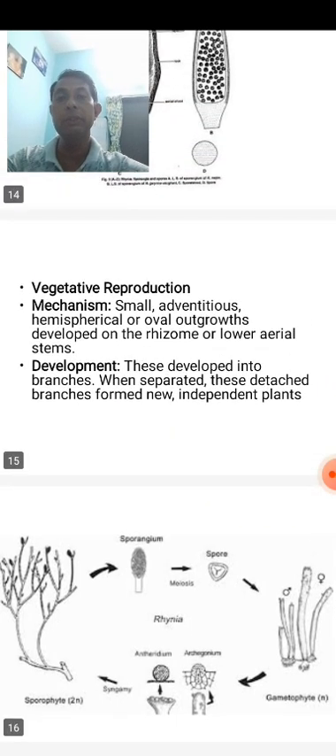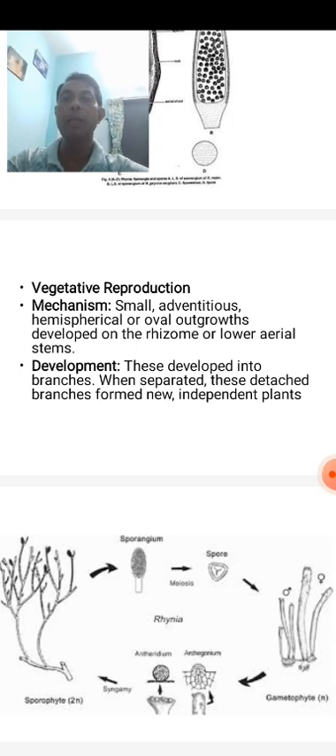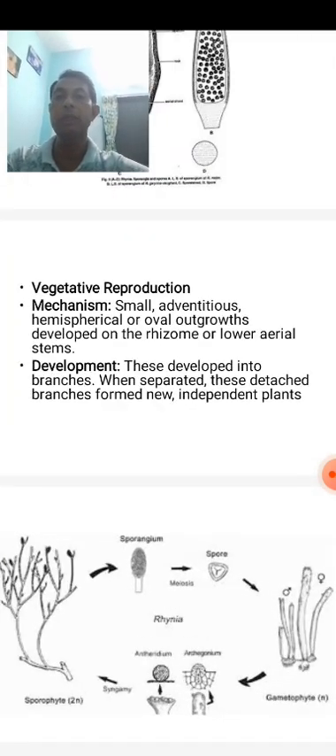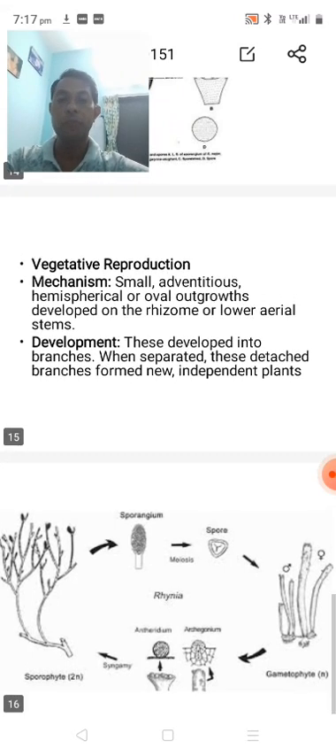Whereas in vegetative reproduction, small adventitious hemispherical or oval outgrowths develop on the rhizome or on the lower stem. These branches develop, then separate from the mother plant and produce an independent plant. So this is a very simple type of reproduction, vegetative reproduction, which is observed in Rhynia.